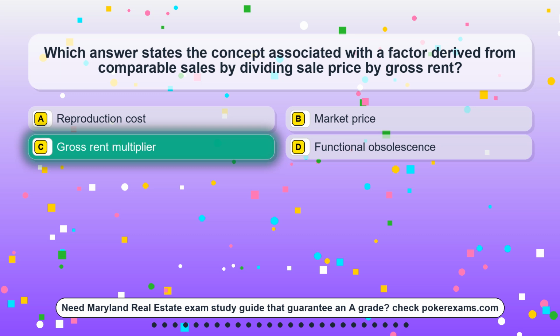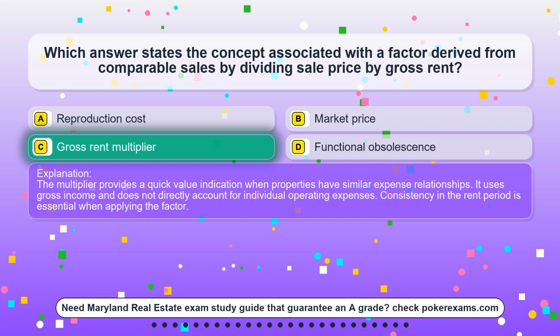The correct answer is option C. Gross rent multiplier. The multiplier provides a quick value indication when properties have similar expense relationships. It uses gross income and does not directly account for individual operating expenses. Consistency in the rent period is essential when applying the factor.